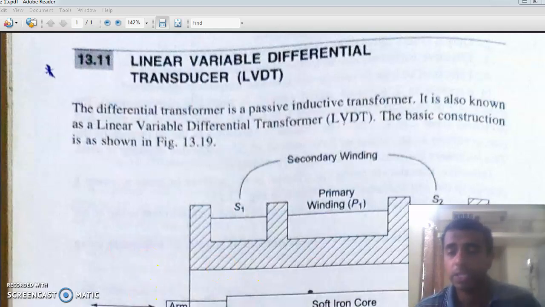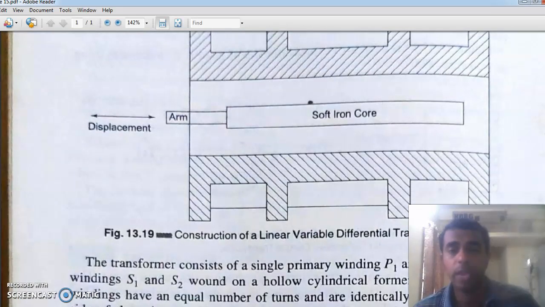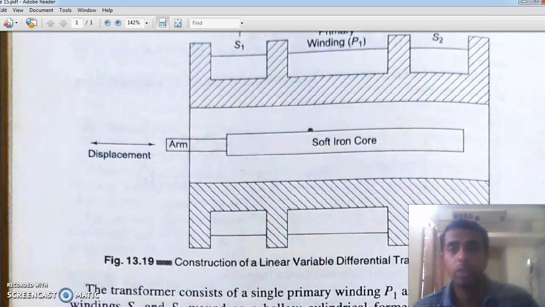Now we'll see the basic construction of that. That is, we have a primary P1, and we have two sets of secondary winding. So primary winding is wound on an aluminium former. So this is the primary winding, and on the sides of the primary winding we have secondary winding, which is divided into two stages, that is S1 as well as S2. So this is actually the basic construction, and in between we have a soft iron core, and this soft iron core has an arm which will take the displacement, or which will take the linear displacement.